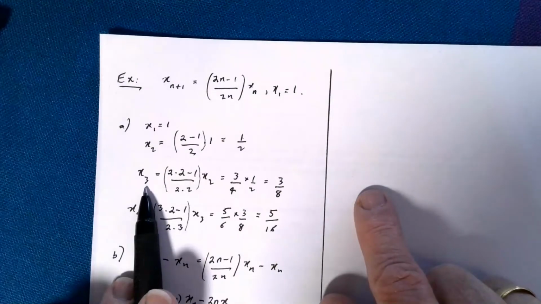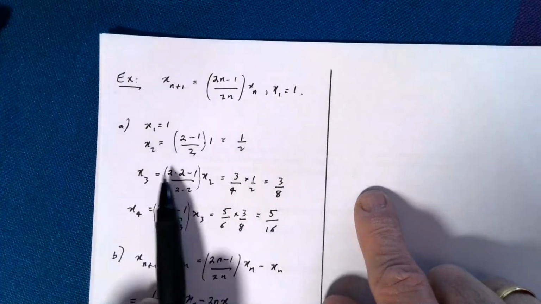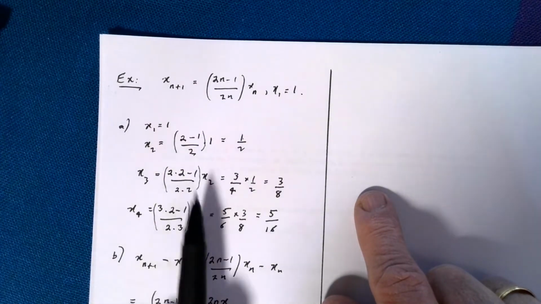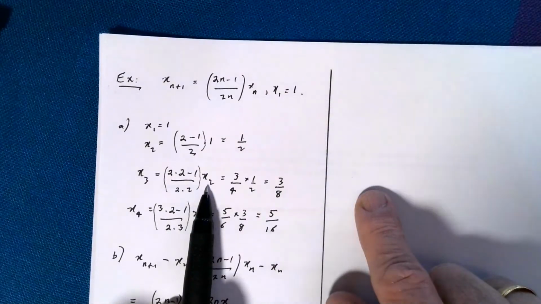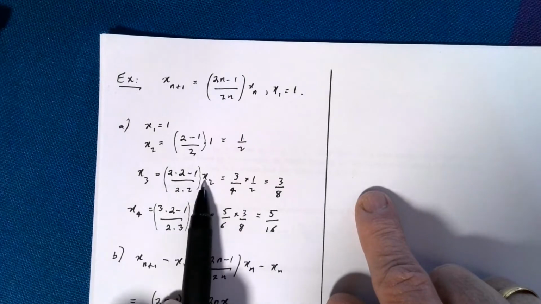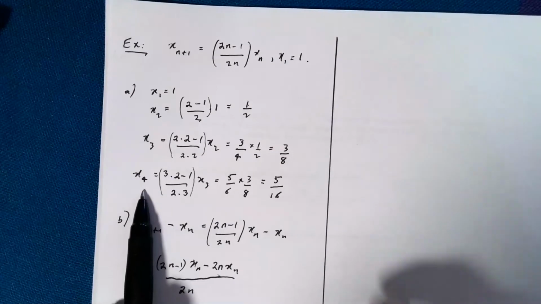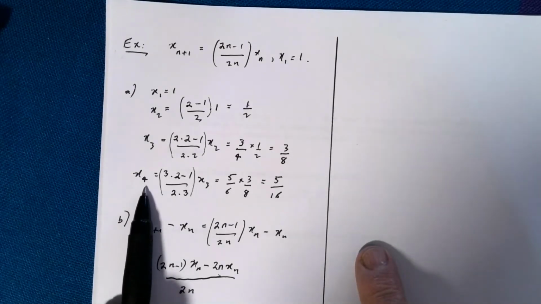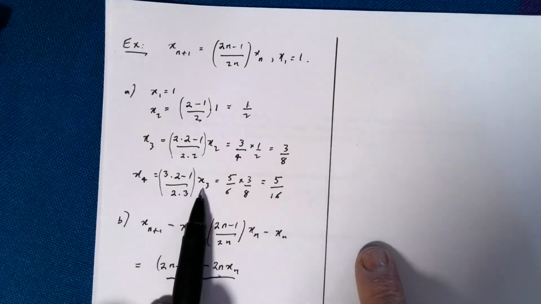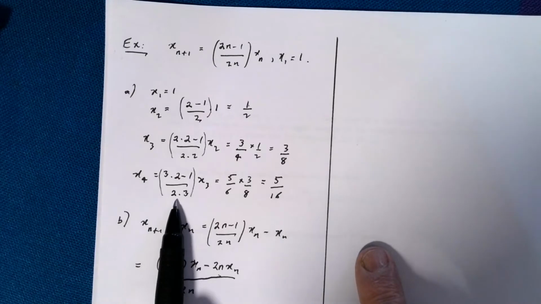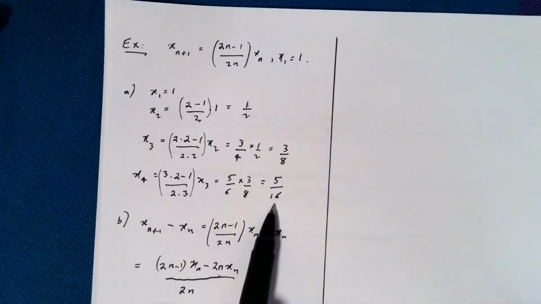To get x3, again comparing, this is x_{n+1}, so my n is 2. So I put n as 2 in, I get (2 times 2 minus 1) over (2 times 2) times x2, the previous term in the sequence. Well, that gives me 3/4 times x2, which is a half, so I get 3/8. Then we do the next one. To get the fourth term, we're putting n as 3 in, so I get (2 times 3 minus 1) over (2 times 3) times x3. That gives me 5 on 6, and x3 was 3/8, and that gives me 5 on 16.